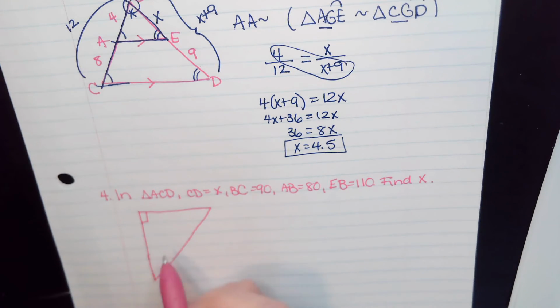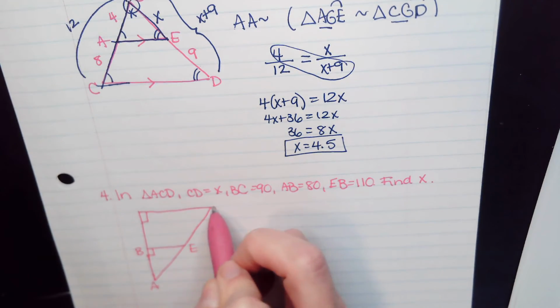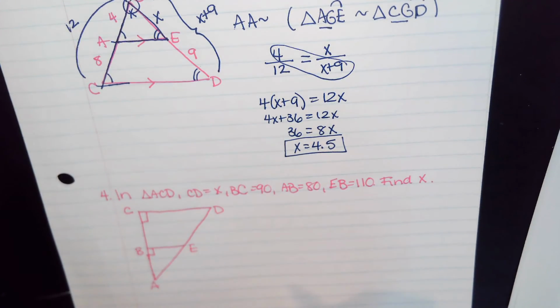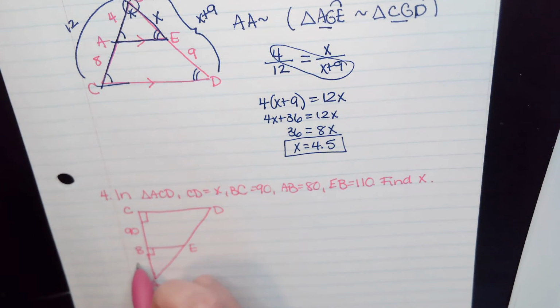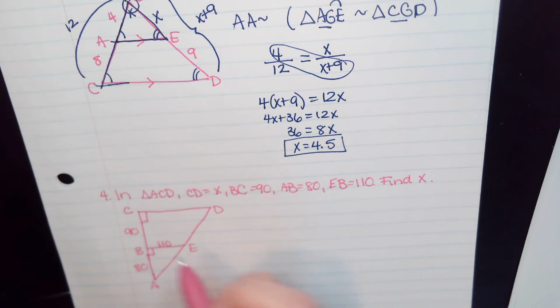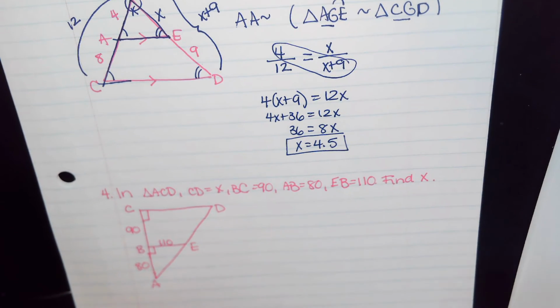This is a right triangle. This is BE, A, D, C. And BC, it says, is 90, AB is 80, the length of BE is 110. Find the value of x.